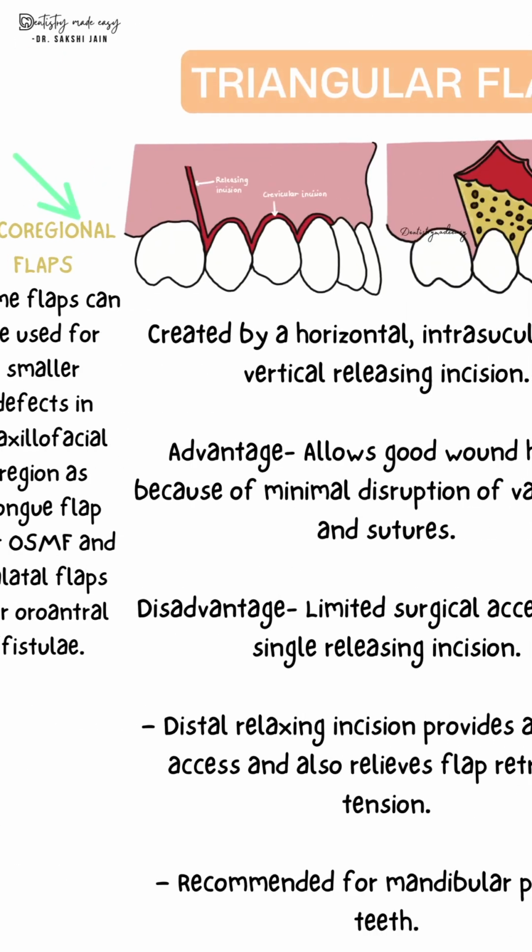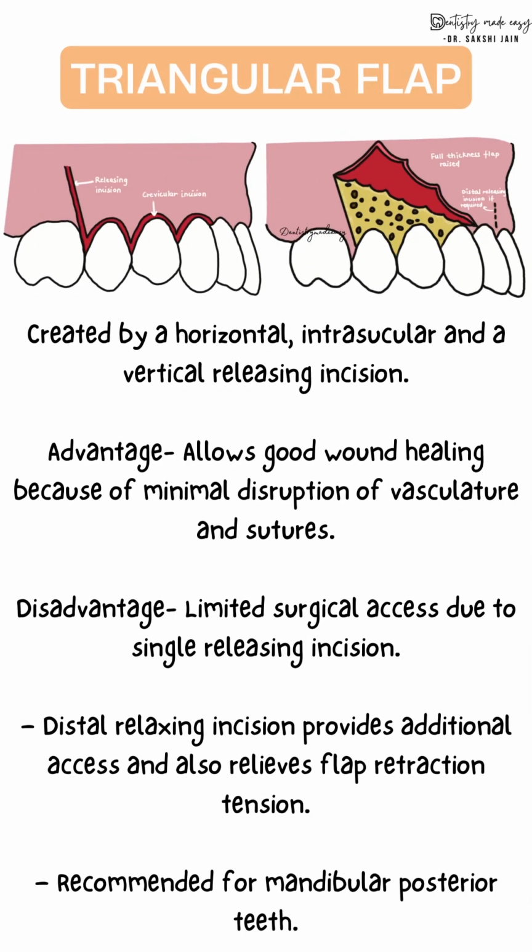The first flap that we are going to discuss is the triangular flap. So it is made with the horizontal and the intrasulcular, that is the crevicular incision, and it has a vertical releasing incision that is made only on one side, that is going divergent towards the buccal vestibule, and it forms that obtuse angle. Now this vertical incision is usually made in the interproximal areas, as over there the tissues are thick and they should never lie directly on the facial aspect.